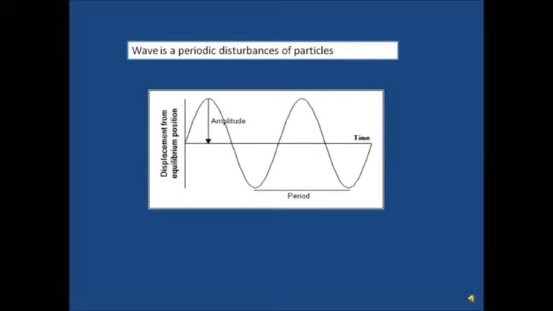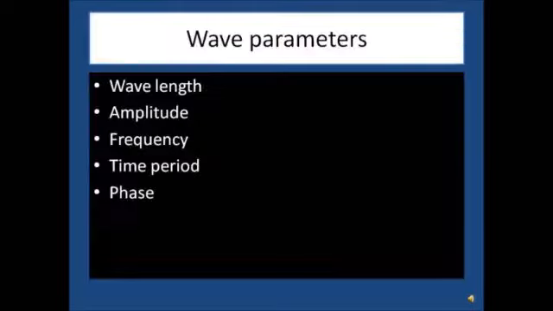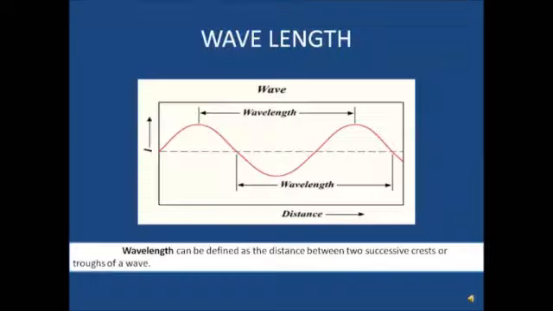Wave is a periodic disturbance of particles. Wave parameters: wavelength, amplitude, frequency, time period, phase. Wavelength can be defined as the distance between two successive crests or troughs of a wave.